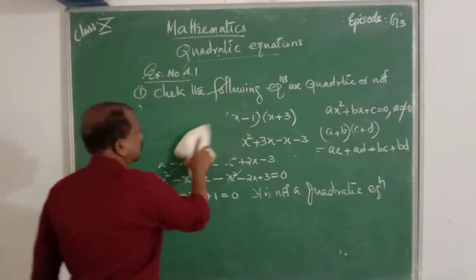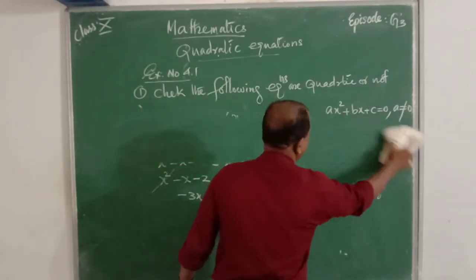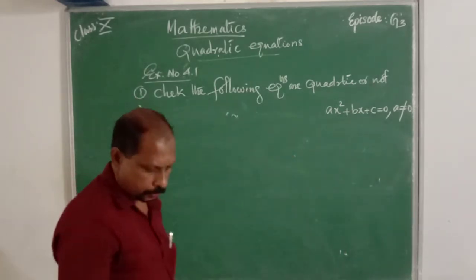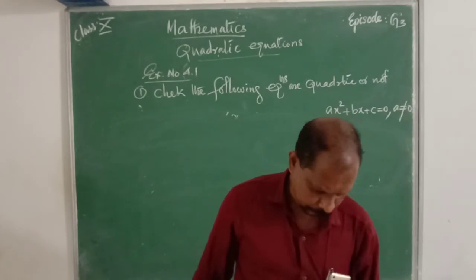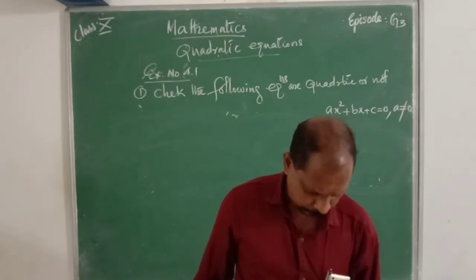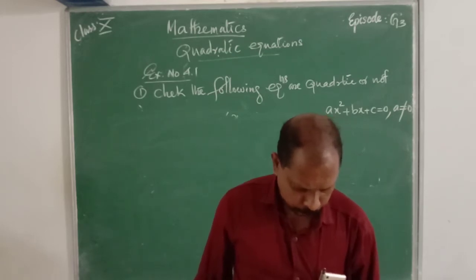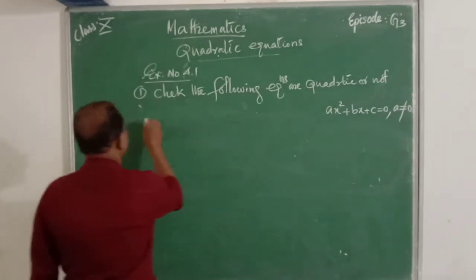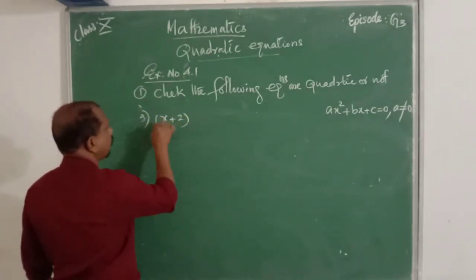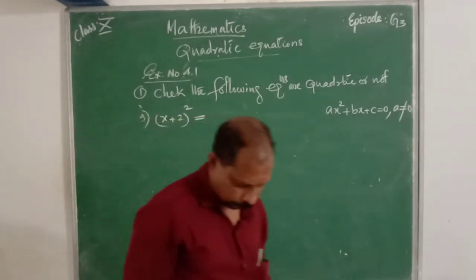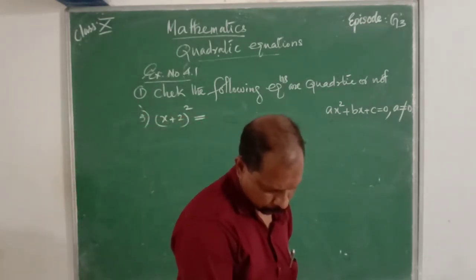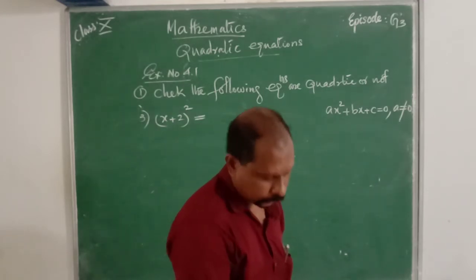Then the third question is (x plus 2) the whole square is equal to 2x into (x square minus 1).